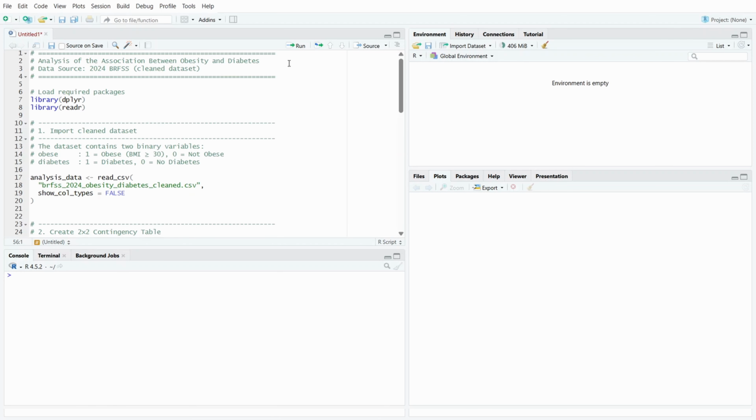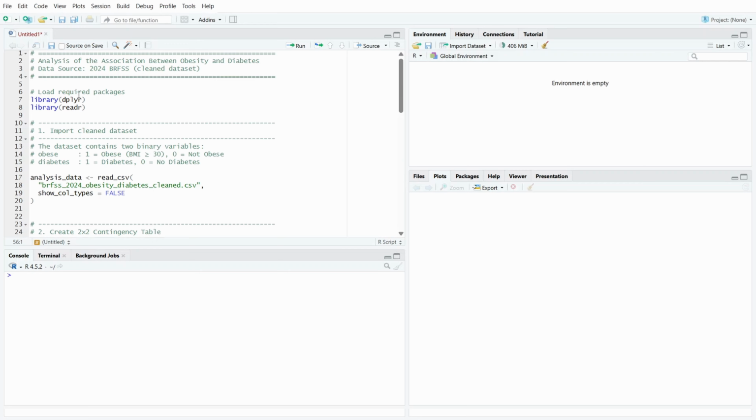Today, we're analyzing real surveillance data from the Behavioral Risk Factor Surveillance System, commonly known as BRFSS. This is one of the largest ongoing public health surveys in the world. It collects health data from hundreds of thousands of US adults each year, making it a powerful tool for understanding chronic disease patterns. Our research question is simple but important. Is obesity associated with diabetes?